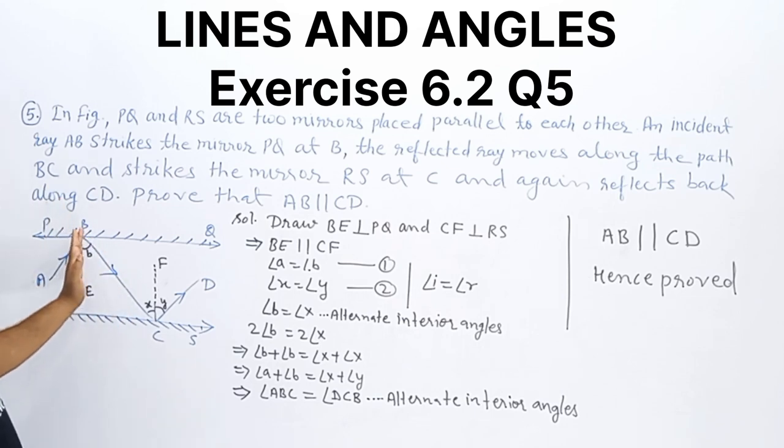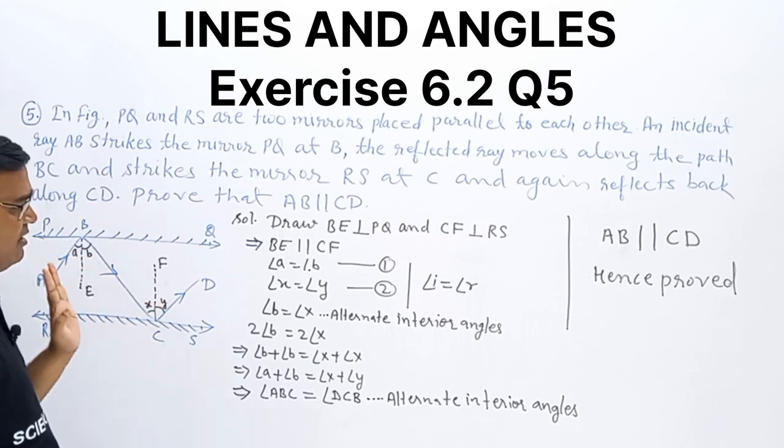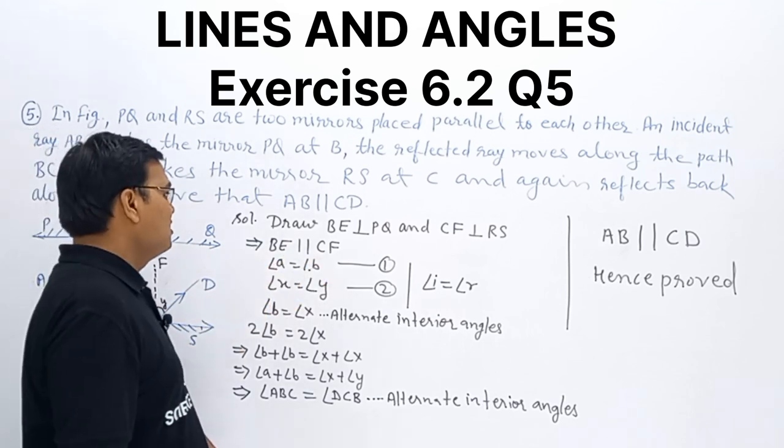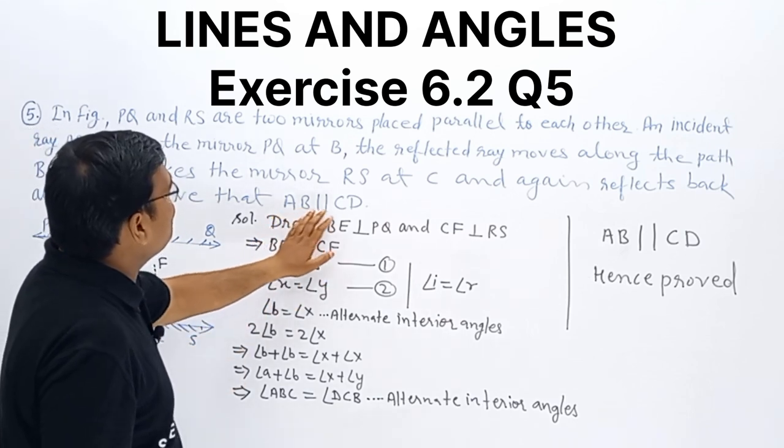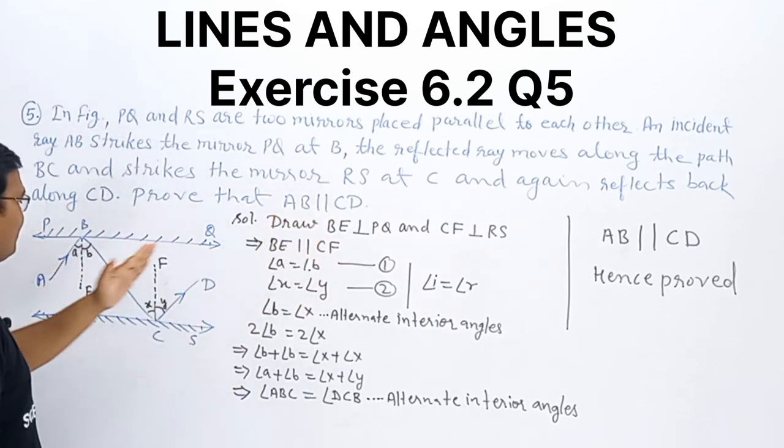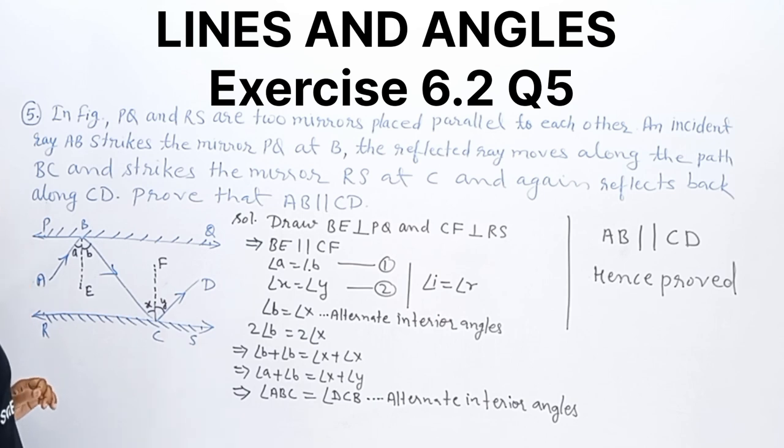Normal or perpendicular line of this, and then we are getting A and B, both incident angle and reflected angle. For this one, incident angle and reflected angle. So we are getting two equations. Now we want to prove AB is parallel to CD. We want to prove whether this is parallel to this one or not. So what can we say?